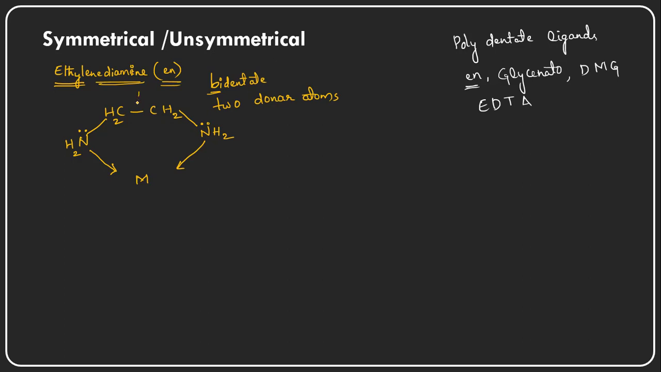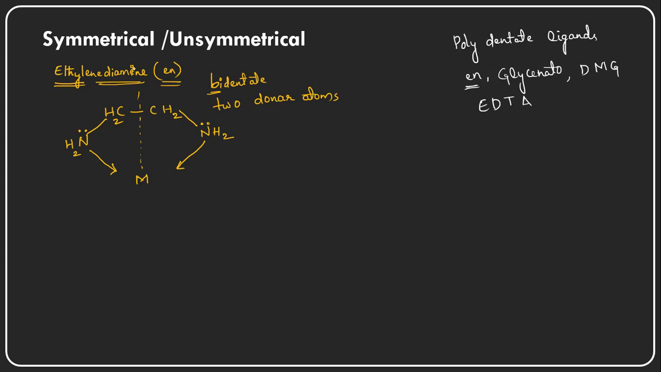And if you see here, this is a symmetrical molecule. See here, what are the groups? CH2 and H2. And this side also has the same number of atoms, CH2 and H2. So this is a symmetrical molecule which has identical groups on both sides. So it is following a symmetry. That is the reason this type of ligand is called a symmetrical polydentate ligand.